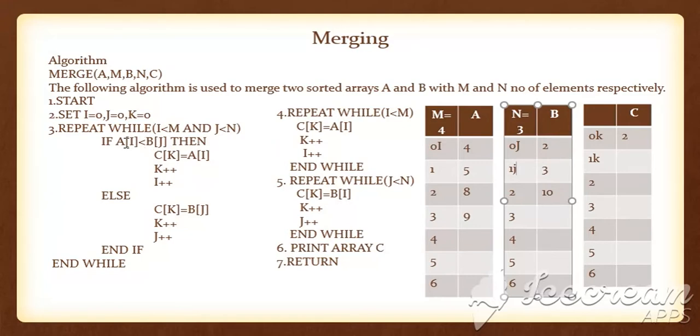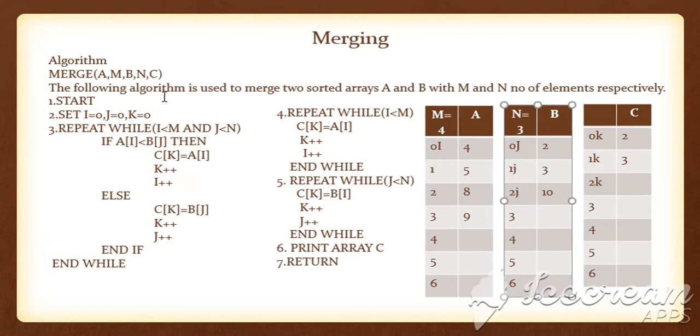Again the condition is evaluated as if a of i less than b of j, that is 4 less than 3. No, condition is false. So the else part will be executed. C of k, that is, to the kth position of C, the jth element of B is placed. That is 3 will be placed onto the array C. And then k increments to 2 and j increments to 2.